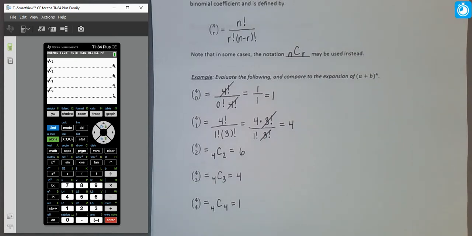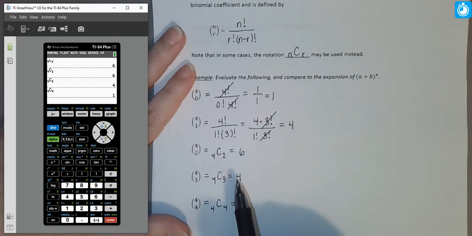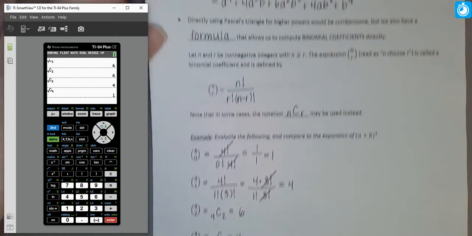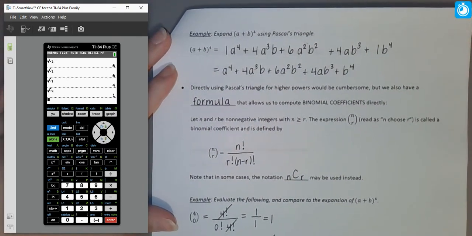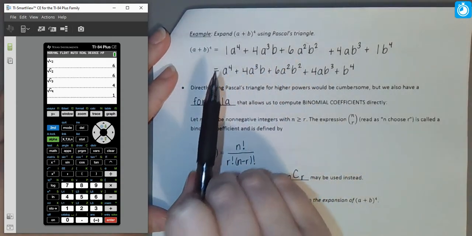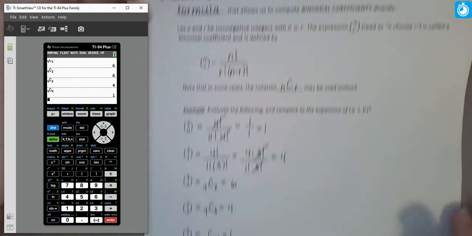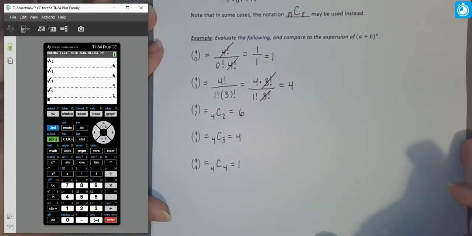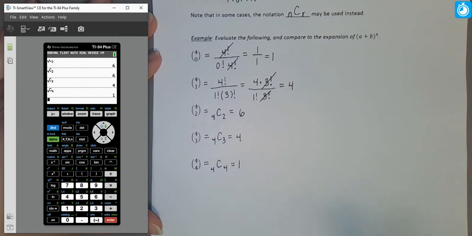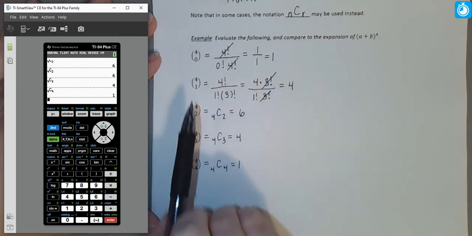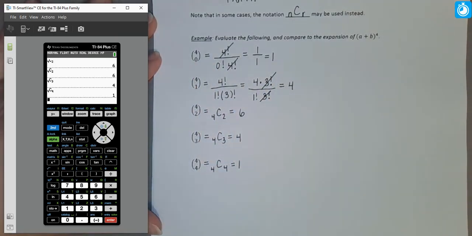And so we want to compare these values to the expansion. We got a 1, a 4, a 6, a 4, and a 1. Well, if you look at the expansion of a plus b to the 4th power, look at the coefficients, 1, 4, 6, 4, 1. The exact same coefficients that we got when we did that binomial expansion. Not a coincidence. These are technically considered the way we calculate those individual values in Pascal's triangle if we needed to go one at a time and use the formula instead.